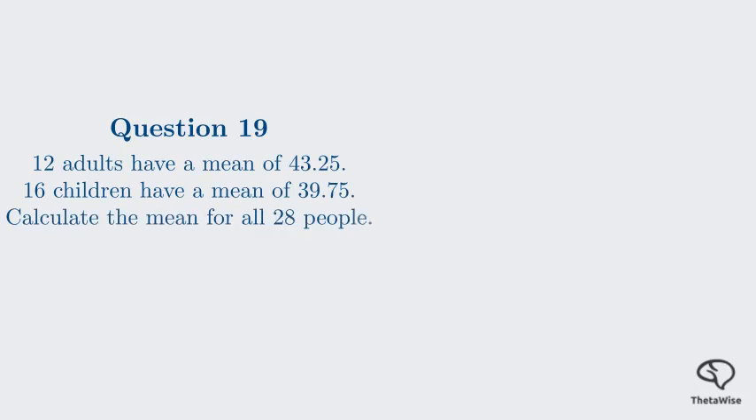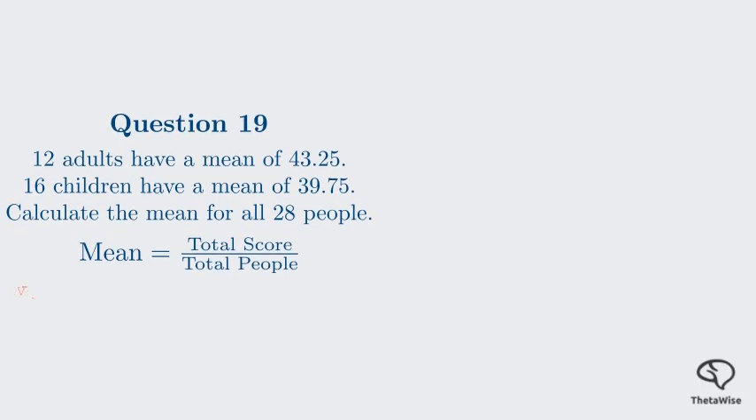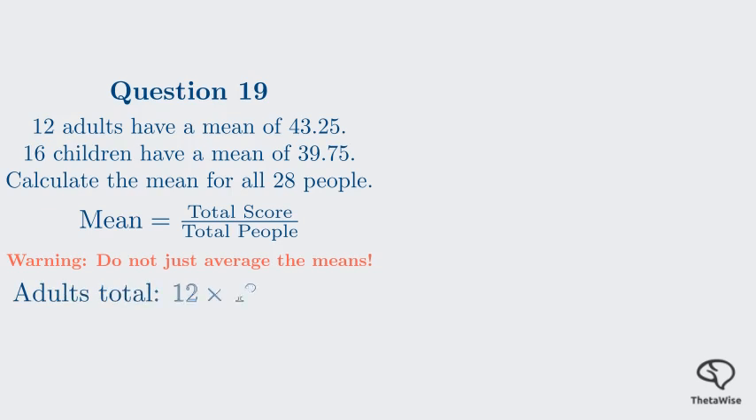Question 19 requires calculating a combined mean from two different groups. To find the mean of the whole group, we need the total score of everyone divided by the total number of people. We cannot just average the two means. First, find the total score for the adults. 12 adults times 43.25 equals 519.